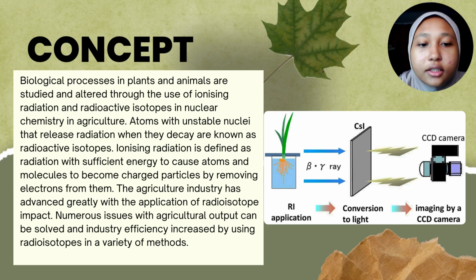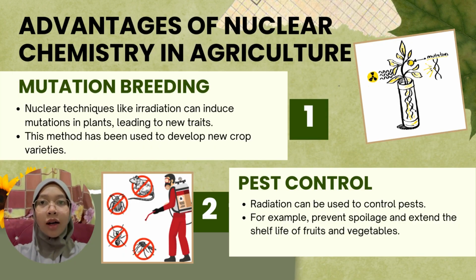The agriculture industry has advanced greatly with the application of radioisotopes. Numerous issues with agricultural output can be solved, and industry efficiency increased, by using radioisotopes in a variety of methods. So I will tell you about the advantages of nuclear chemistry in agriculture.